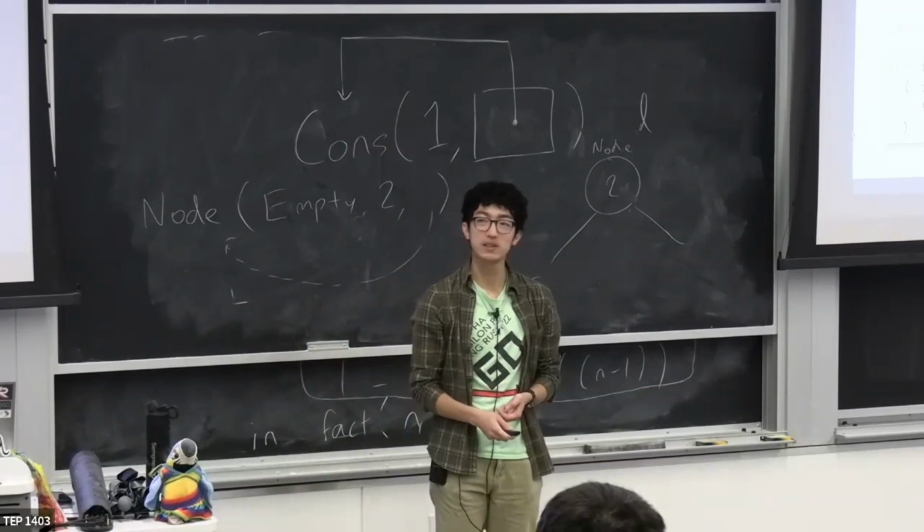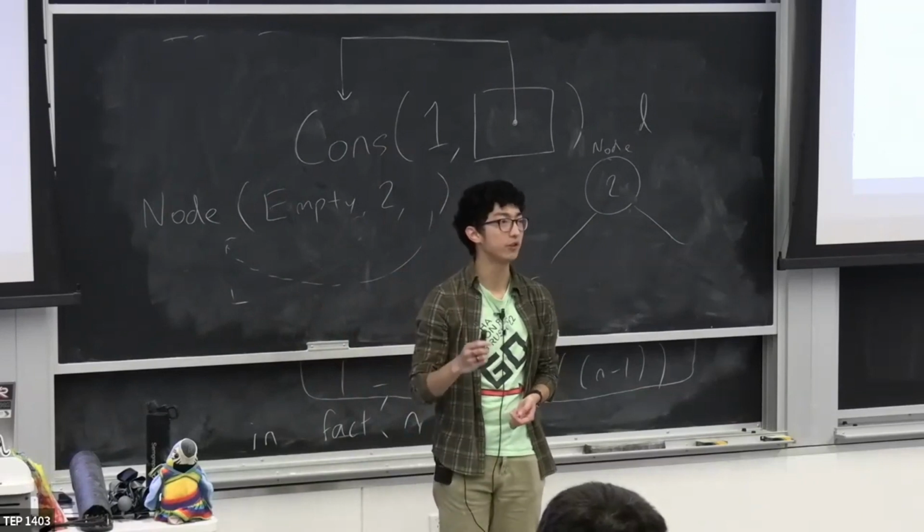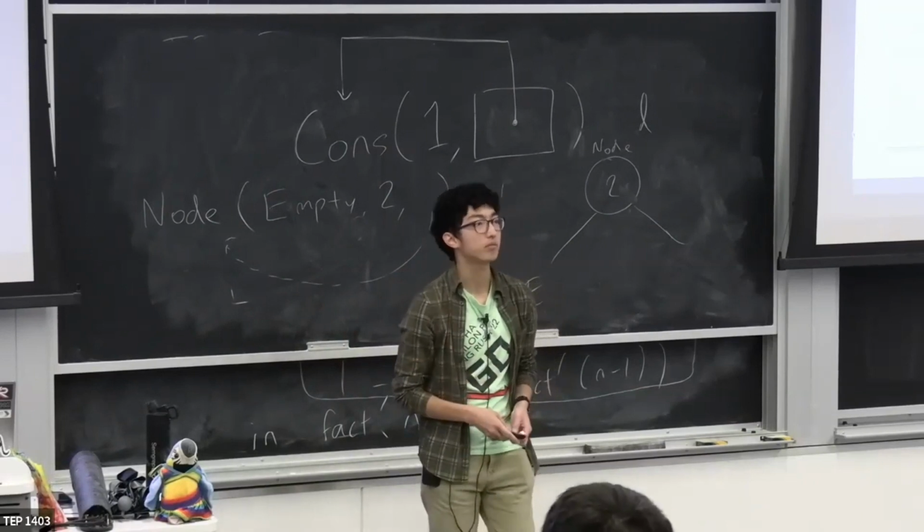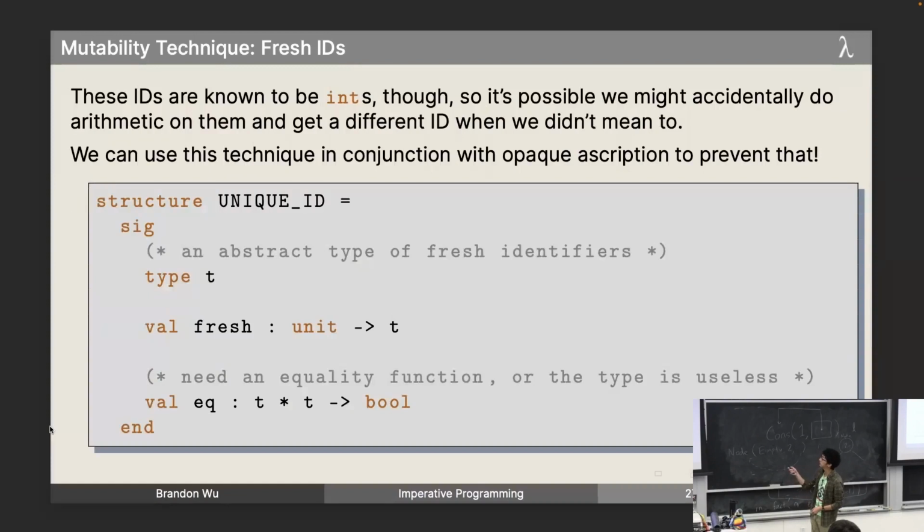Well, what does an invariant sound like? It sounds like a functor to me, or a structure. So this technique is fine, but to make it even safer, I can make a signature which has an abstract type T, where fresh gives me back a brand new T. And then I also need an equality function that tells me if two T's, two unique identifiers, are the same, right? Because otherwise I can't use them. I'm just holding the T's and I can't do anything with them.